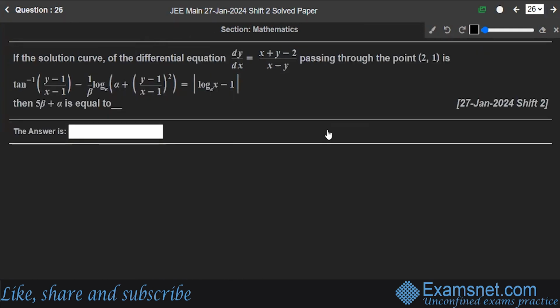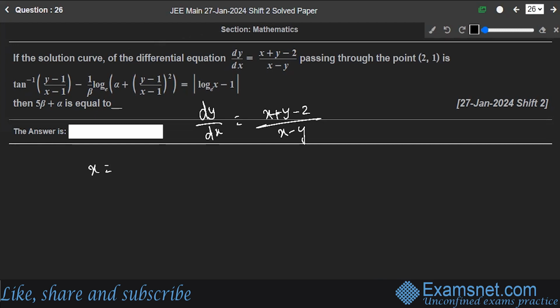Next is question number 26. Question number 26: the solution curve of this differential equation passing through this point is given by this equation. Then you have to find 5 beta plus alpha. Here is your beta and here is your alpha. Basically, you have to solve the differential equation. Let's write down: dy by dx is equal to x plus y minus 2 upon x minus y.